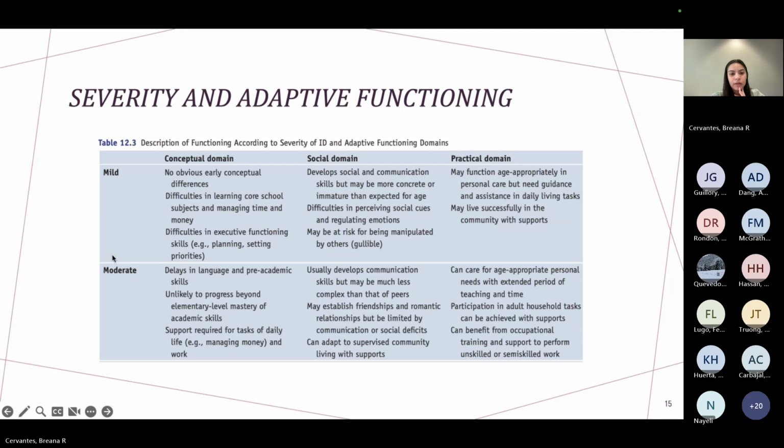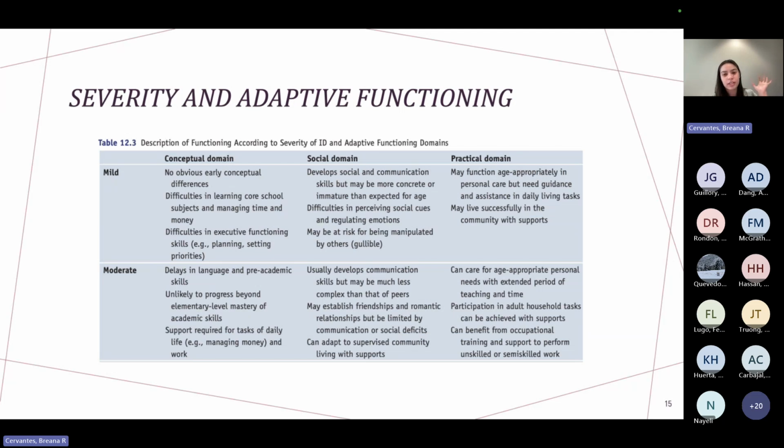There are different levels of severity. This is from your book. I don't think this is really used in terms of clinical work. In terms of assessment, when you give a diagnosis of intellectual disability, you can specify the severity of it. So you can say mild, moderate, and I think severe.